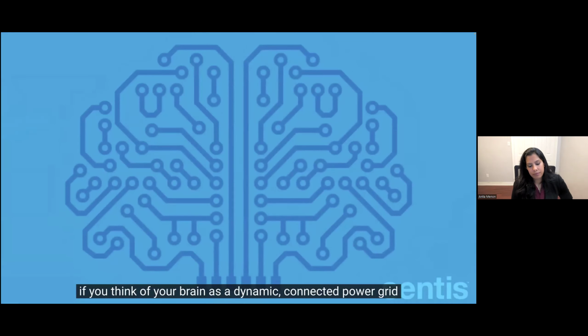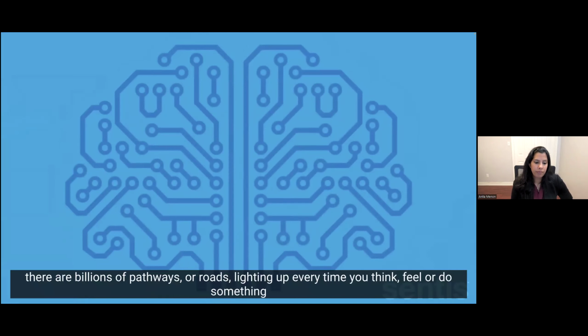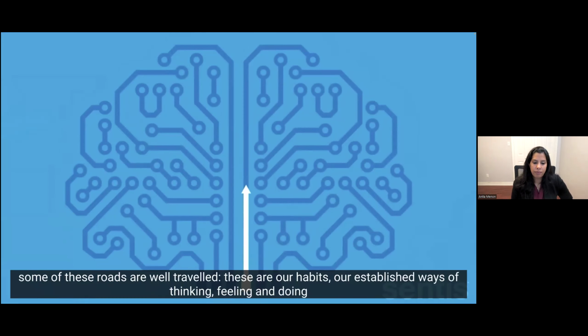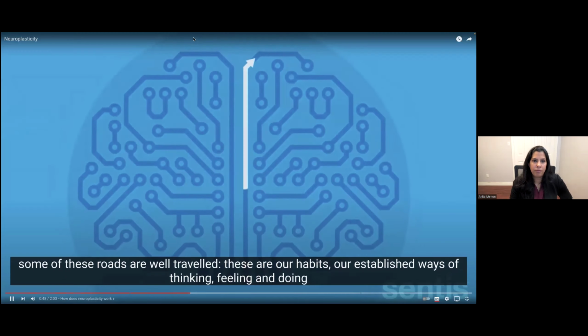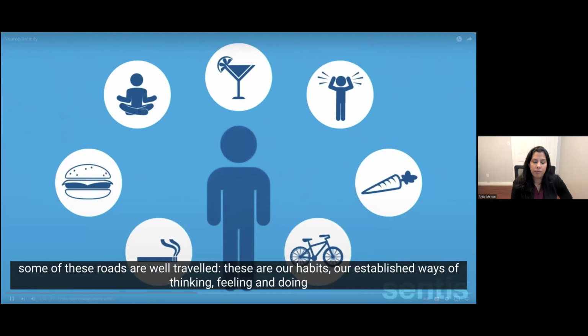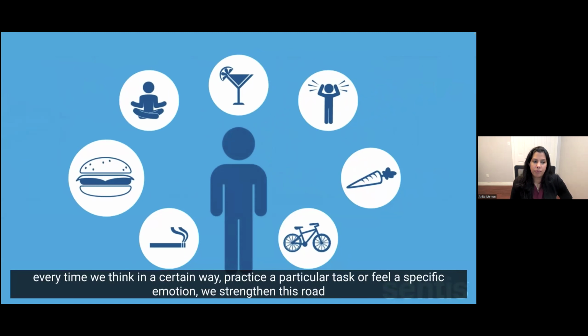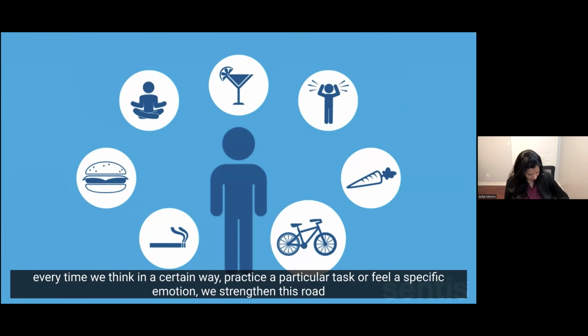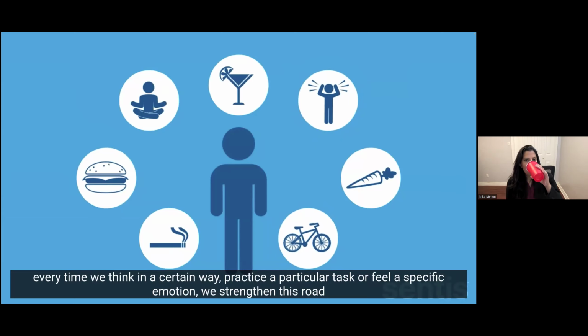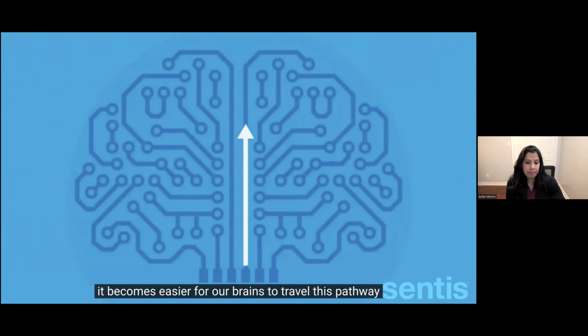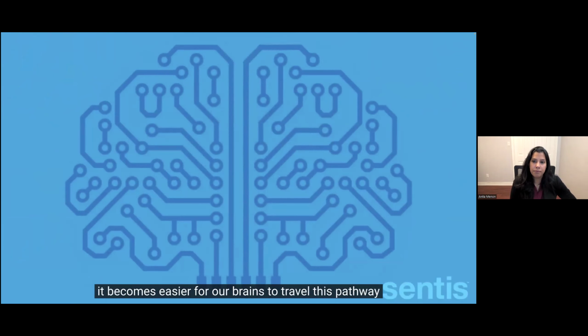How does neuroplasticity work? If you think of your brain as a dynamic, connected power grid, there are billions of pathways or roads lighting up every time you think, feel, or do something. Some of these roads are well-traveled. These are our habits, our established ways of thinking, feeling, and doing. Every time we think in a certain way, practice a particular task, or feel a specific emotion, we strengthen this road. It becomes easier for our brains to travel this pathway.